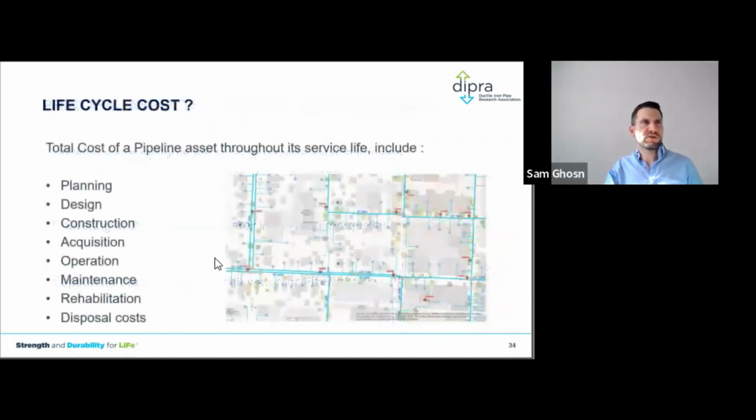So when it comes to life cycle costs, you're thinking about planning and designing and constructing that main, but you also need to think about operating, maintaining that main, rehabilitating that main down the line, and possibly disposing of it. Okay, so keep all those elements in your design and evaluation of pipe materials, because pipe materials are different, they fail differently.